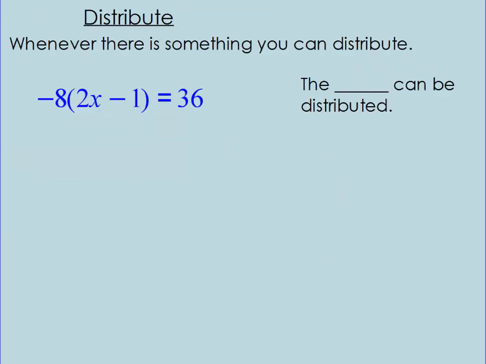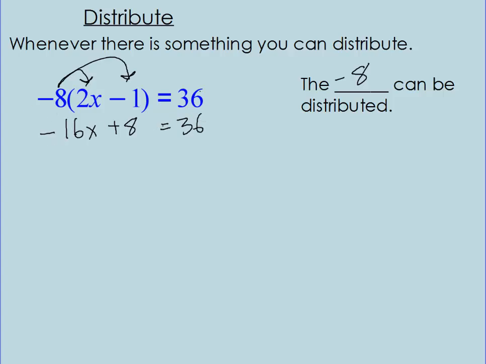So let's begin. First thing is distribute. So when do you distribute? When there's something that you can distribute, you distribute. What those look like is when you have a number being multiplied by something in parentheses, like in this case, negative 8 times the quantity 2x minus 1. So that negative 8 can be distributed to both terms, the 2x and the negative 1. What happens is that turns into negative 16x plus 8 equals 36.